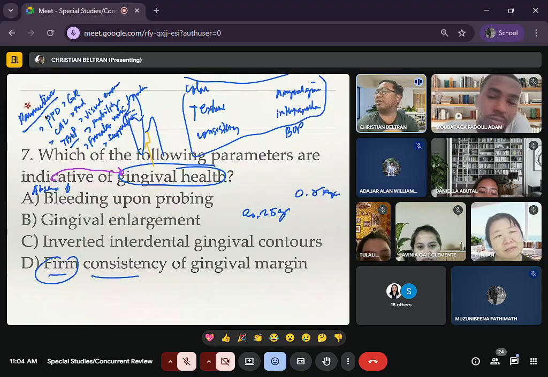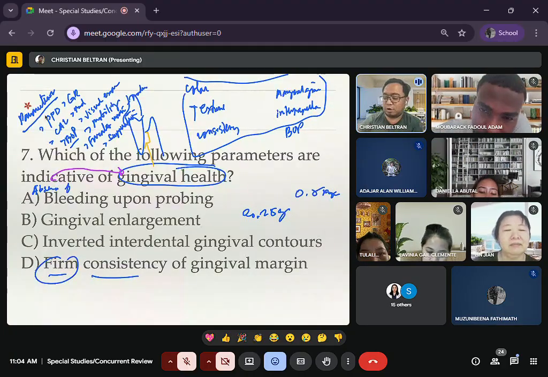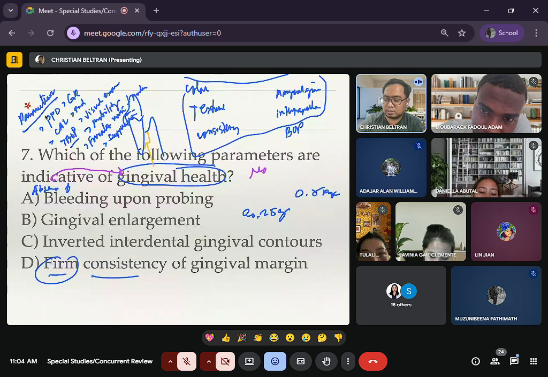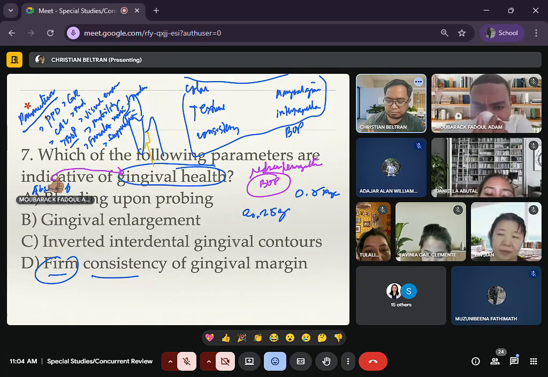If you're asked what is the earliest sign of gingival inflammation, and you are to choose between redness or erythema of the gingiva and bleeding on probing, the answer is bleeding on probing. Okay? Is it clear? Okay.